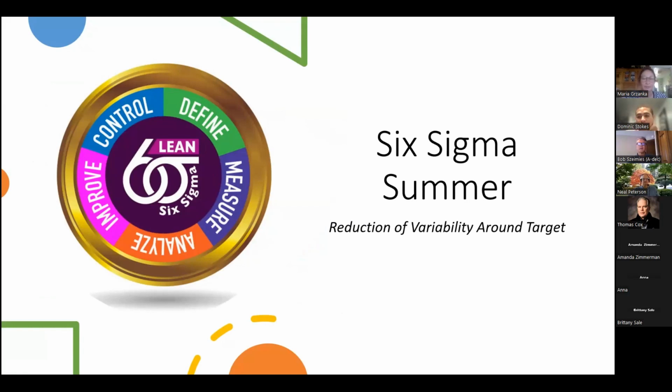So a couple notes about this topic. It's kind of around quality, but it's also a little bit deeper dive, and it's called reduction of variability around target. We'll see if any of you have already been around this, have experience with it, but I had quite a bit of experience with this whole thing in the late 80s, 90s, early 2000s, in that time frame. I spent a lot of time in this subject matter.